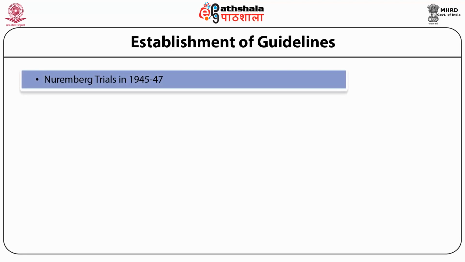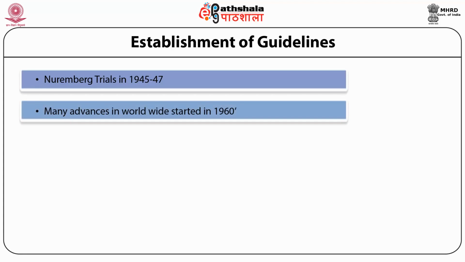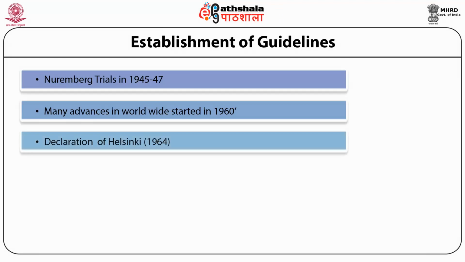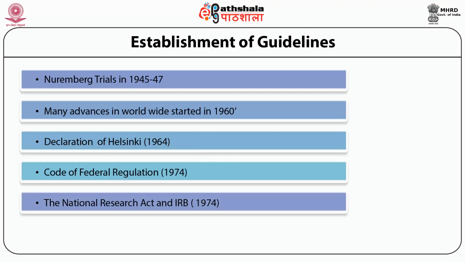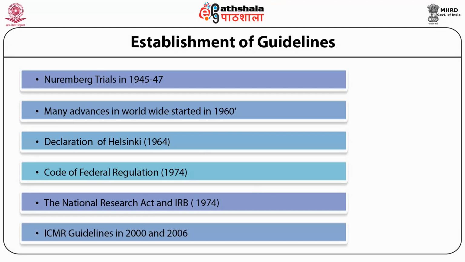However, the Nuremberg trials came in 1945 and 47. After that, many advances worldwide started in the 1960s. Following the 1960s, the Declaration of Helsinki came in 1964, followed by the Code of Federal Regulations in 1974. The National Research Act and IRB came in 1974 as well. In India, the ICMR set up the guidelines in 2000 and 2006.